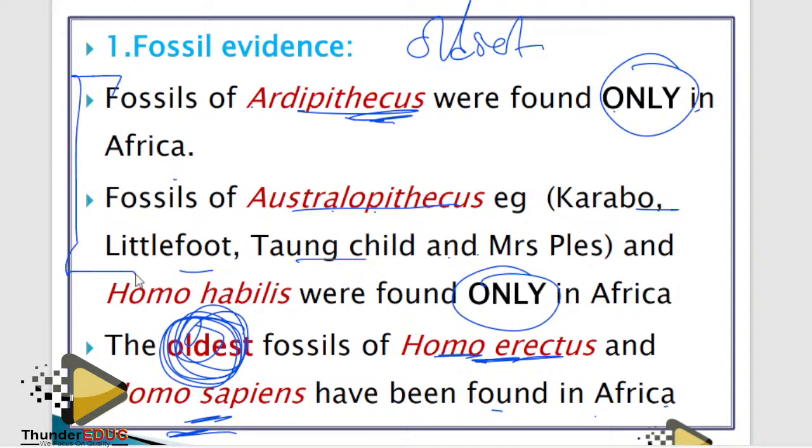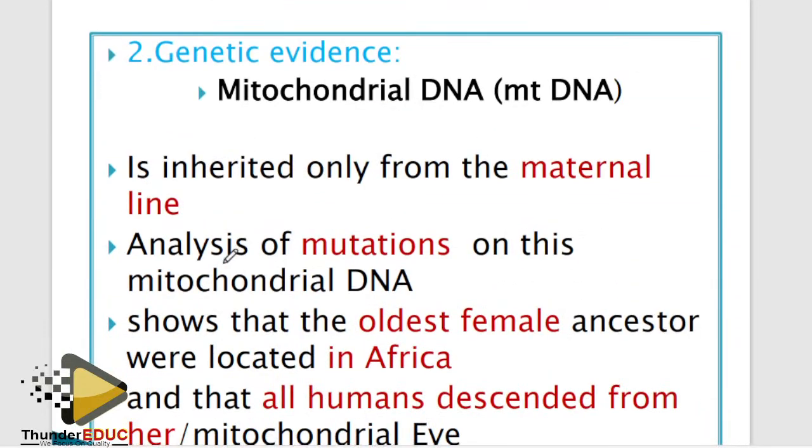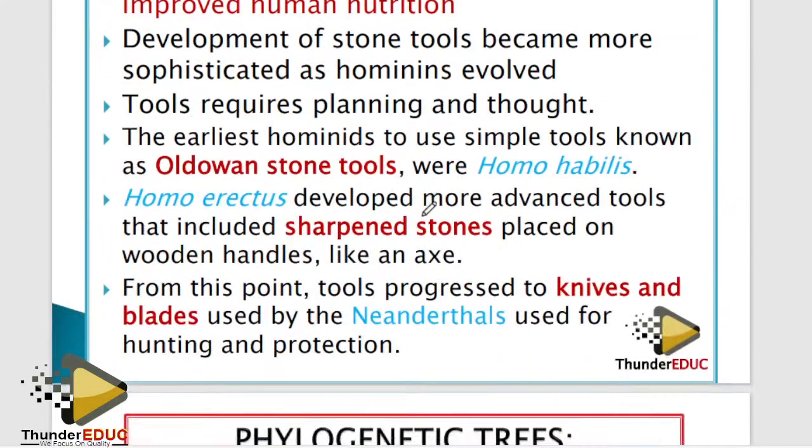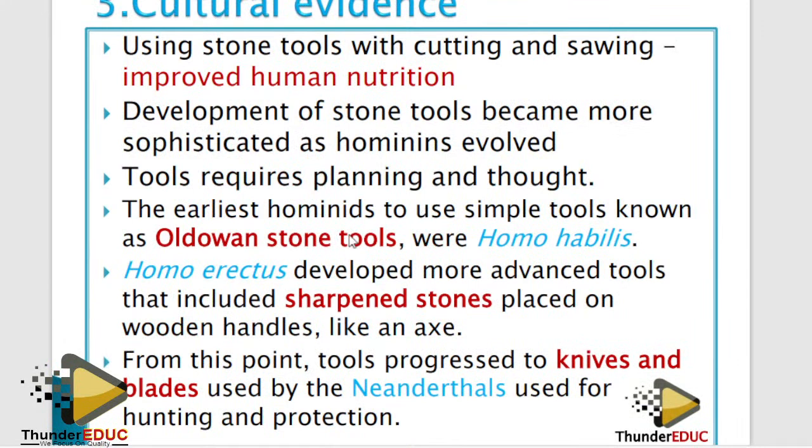Guys, here we are too strict. Here, you only talk about Ardipithecus, Australopithecus, and Homo habilis only found in Africa. But when you talk about Homo erectus and Homo sapiens, you talk about the oldest fossil of Homo erectus and Homo sapiens found in Africa. Mitochondrial DNA, that's genetic evidence. Here you just talk about where the oldest female was discovered. Is it clear? Then cultural evidence, you talk about the oldest tool, Oldowan, discovered in Africa. So basically that's what you need to talk about.